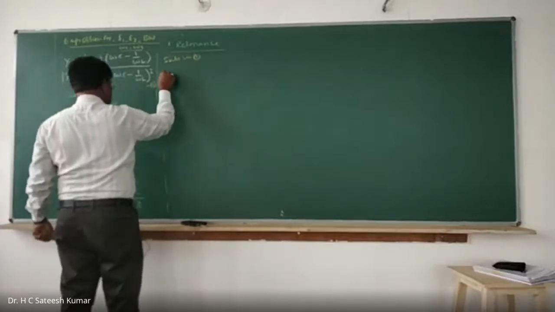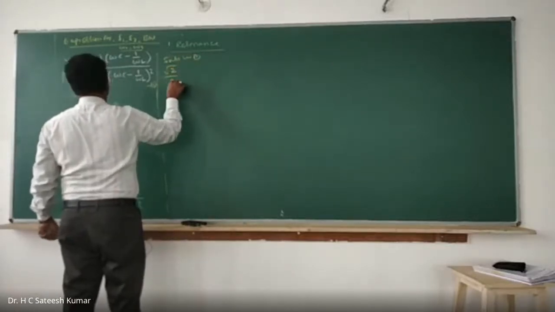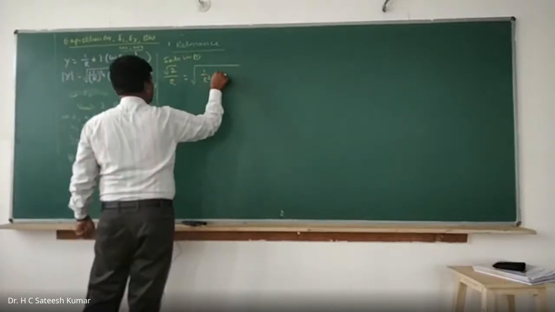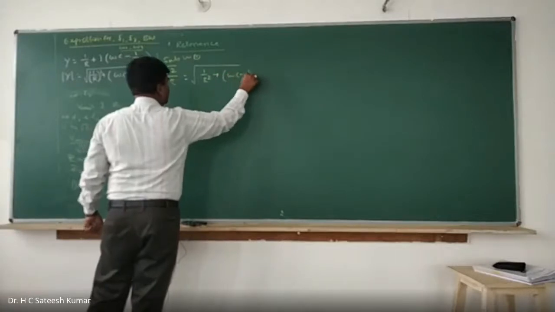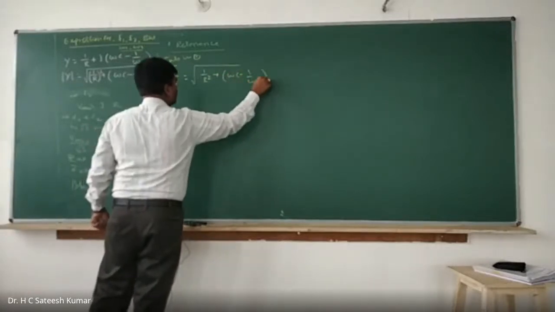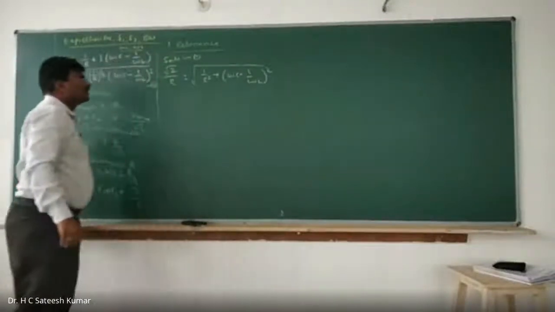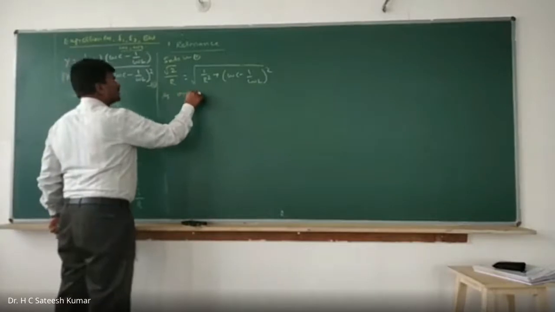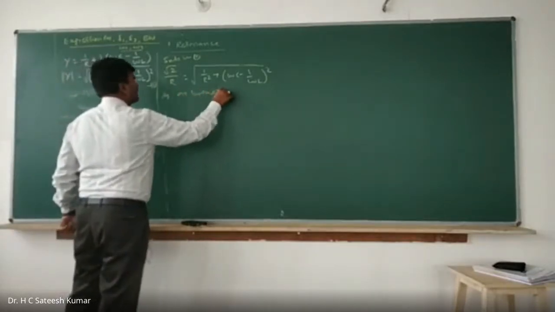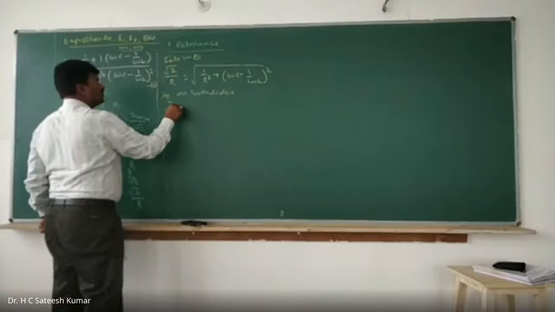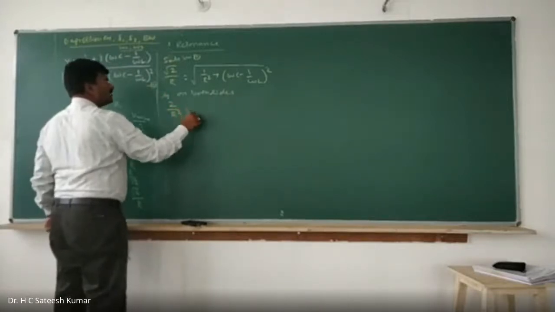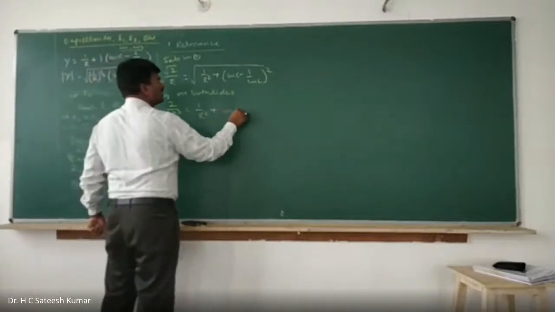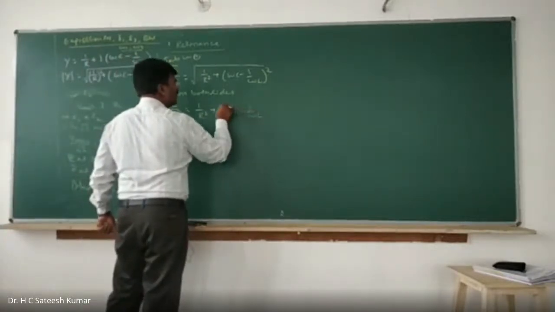What will you get? Root 2 by R is equal to the square root of 1 by R square plus (omega C minus 1 by omega L) whole square. Now, squaring on both sides, root 2 square is 2. 2 divided by R square is equal to 1 by R square plus (omega C minus 1 by omega L) whole square.